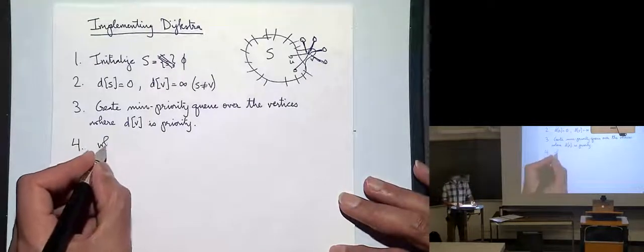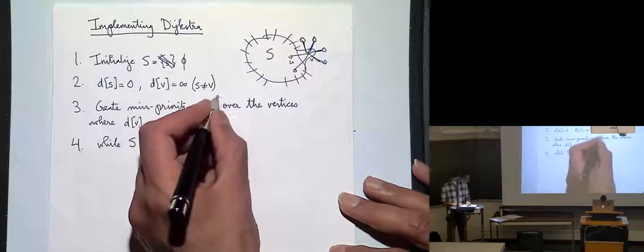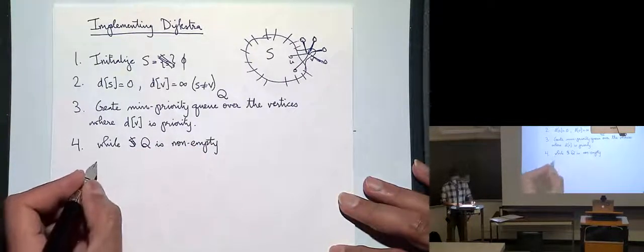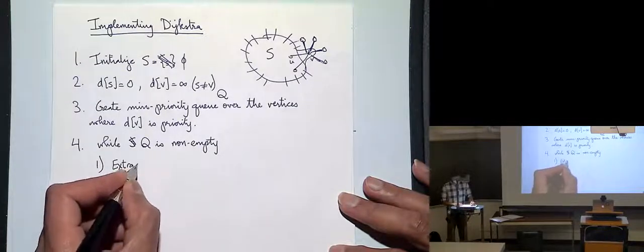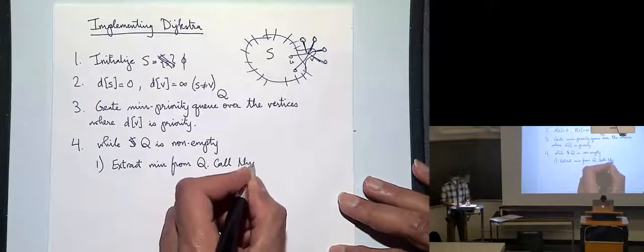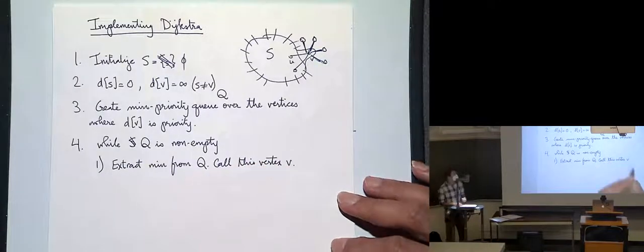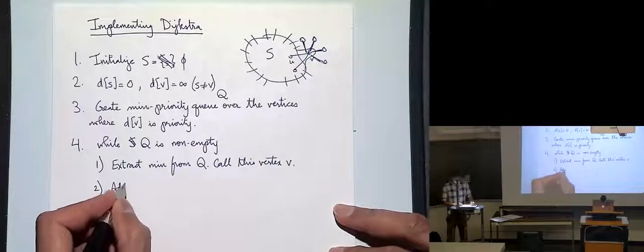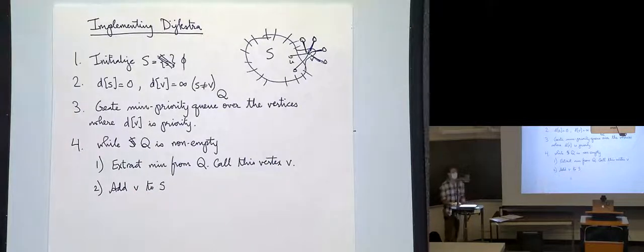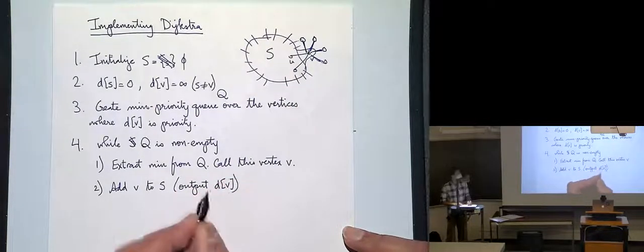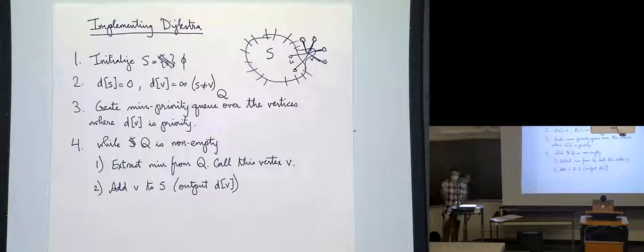And then what we say is, I'll call it Q, while Q is non-empty, step 1 is extract min from Q, call this vertex V. You extract it, you add V to S, and you could also output the current dV at this point, because that means that you know what its distance is.